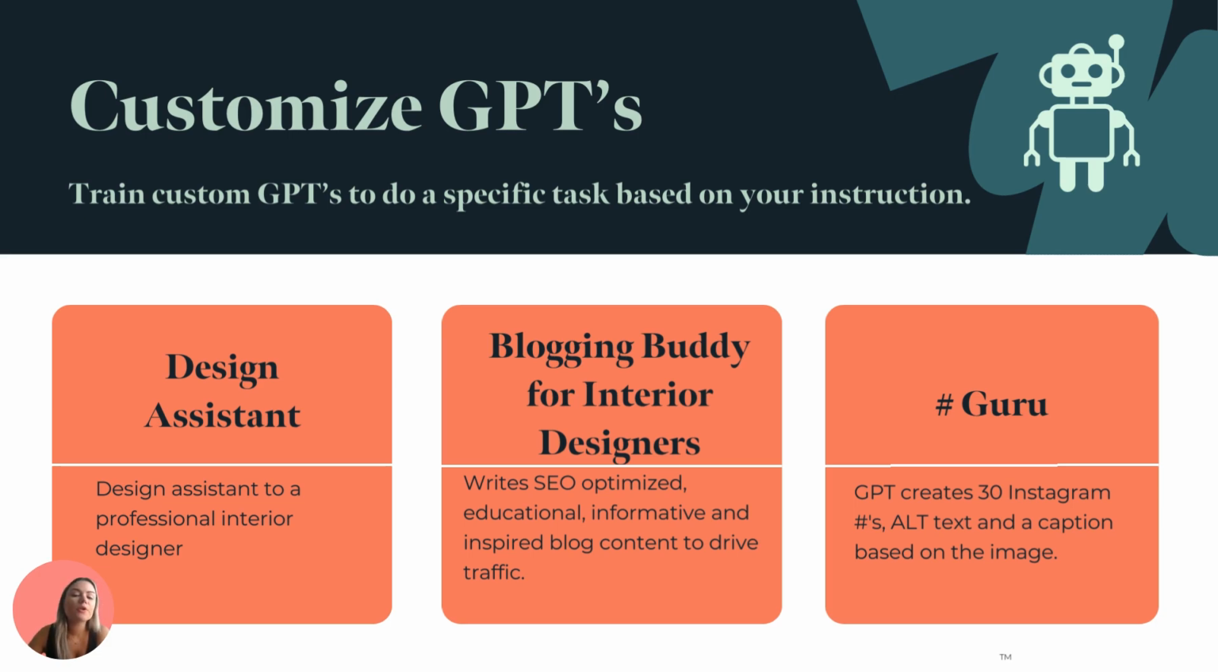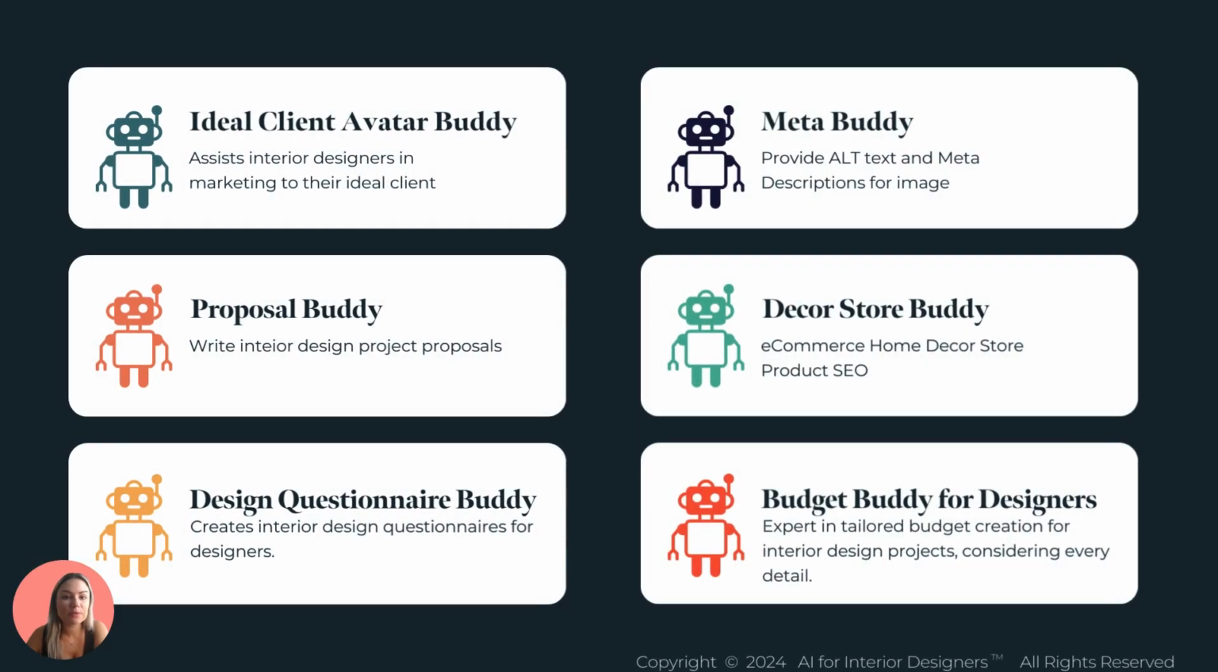So if I upload a picture to this GPT specifically, the hashtag guru, it will give me 30 relevant hashtags for the image that it sees, along with a caption that I can use as a starting point, which I never do, but it's there, and alt text for the picture. So all of that just simply by uploading the picture, it's been trained to do that.